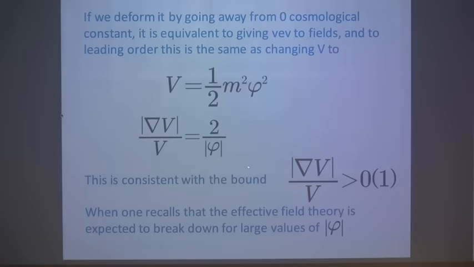Of course, when phi is too big, you don't trust this description. In fact, you believe that phi is of order 1 in M Planck. You definitely won't have such a simple form, and you have all these other issues with getting the tower of light states. So this actually fits beautifully with the statement that the range of the fields cannot be that big for a given effective field theory.